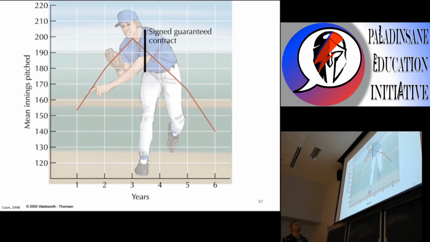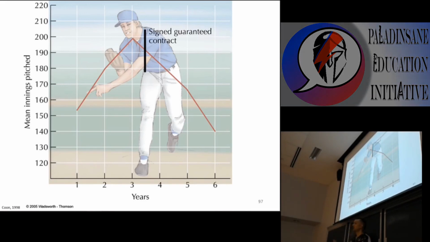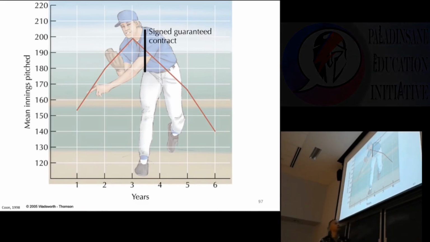This is before the treatment. This is your baseline condition. So this is your A, this is your B. So this decline could be due to a signed guaranteed contract. But this decline could also be due to other things. So what might this decline in pitching be due to? Any suggestions? Age. What's that? Age. Okay, so one possibility is age.